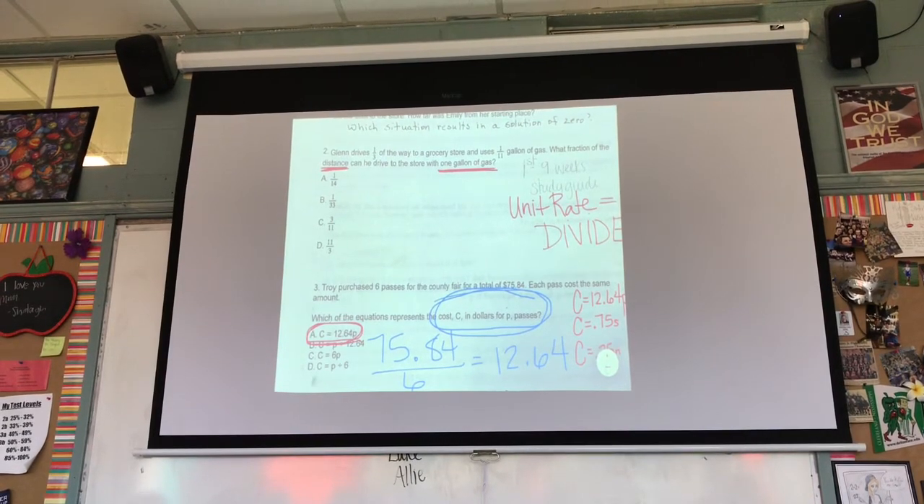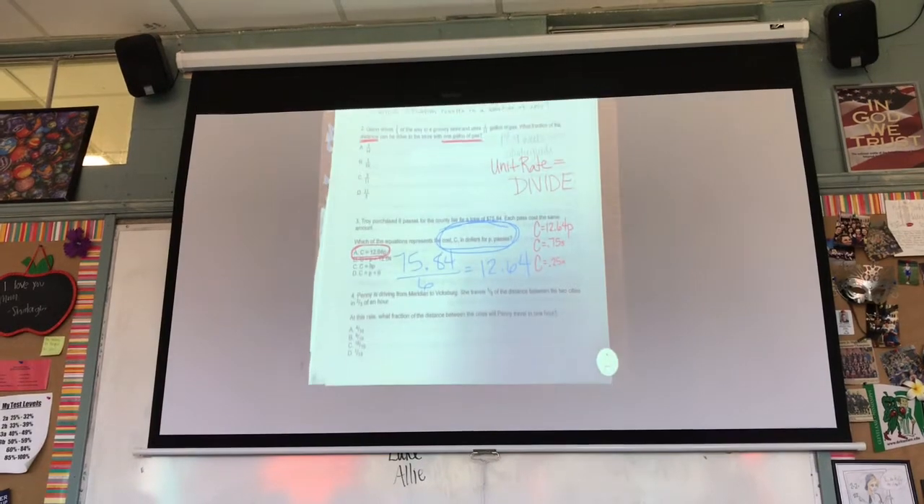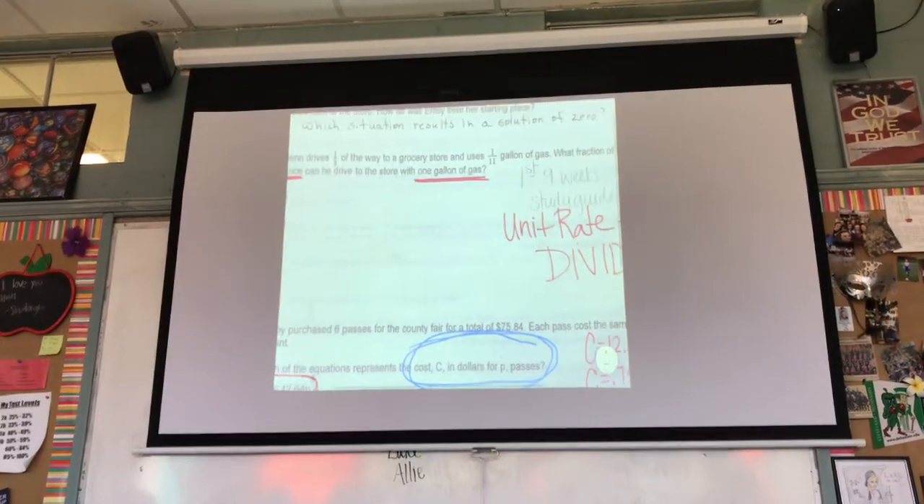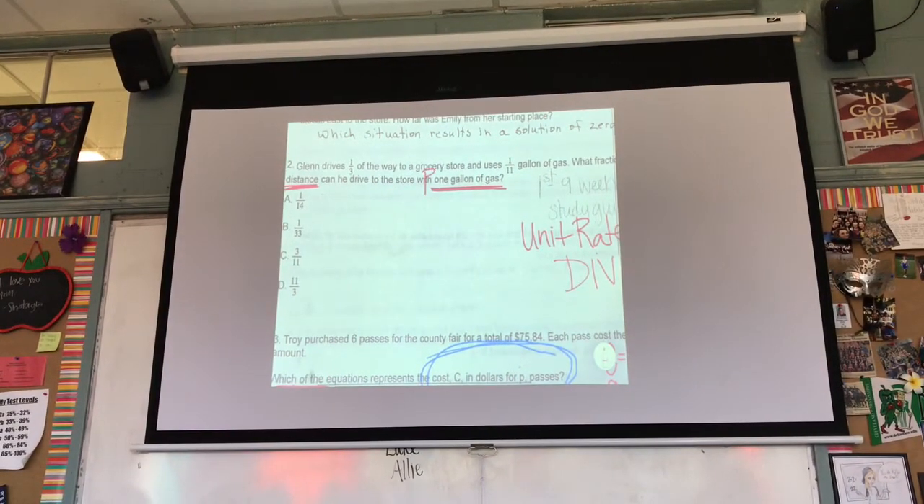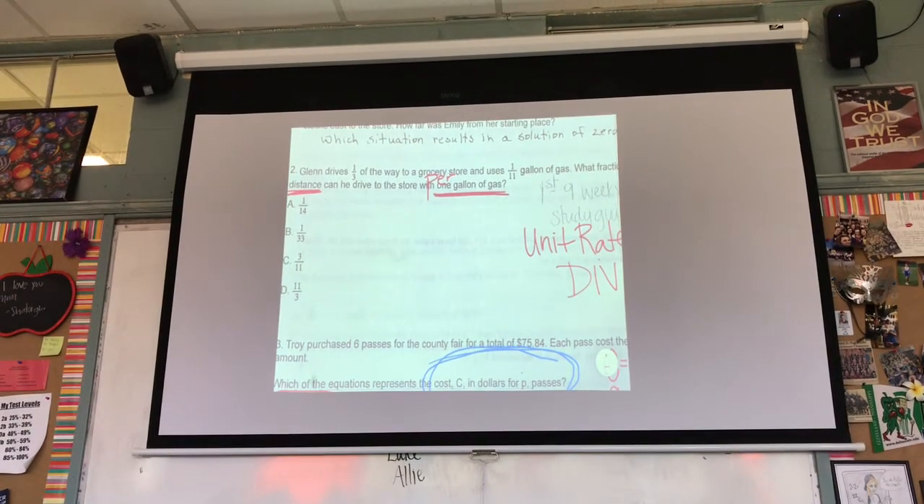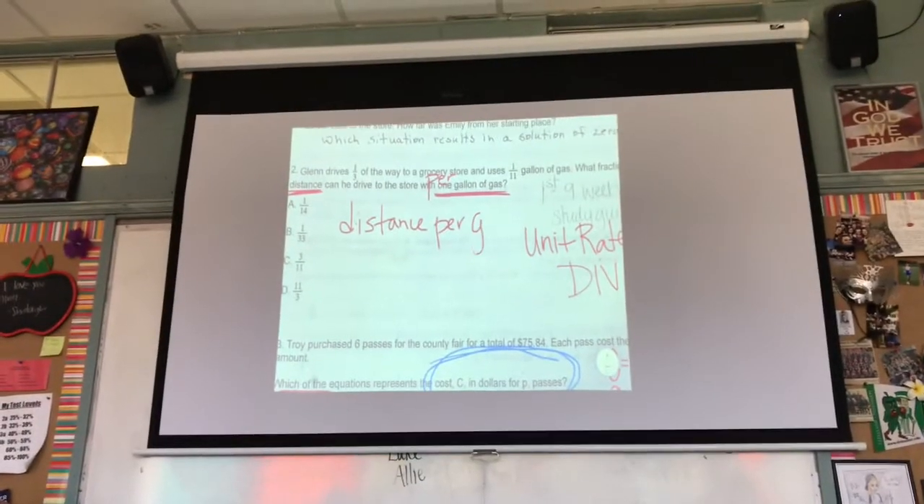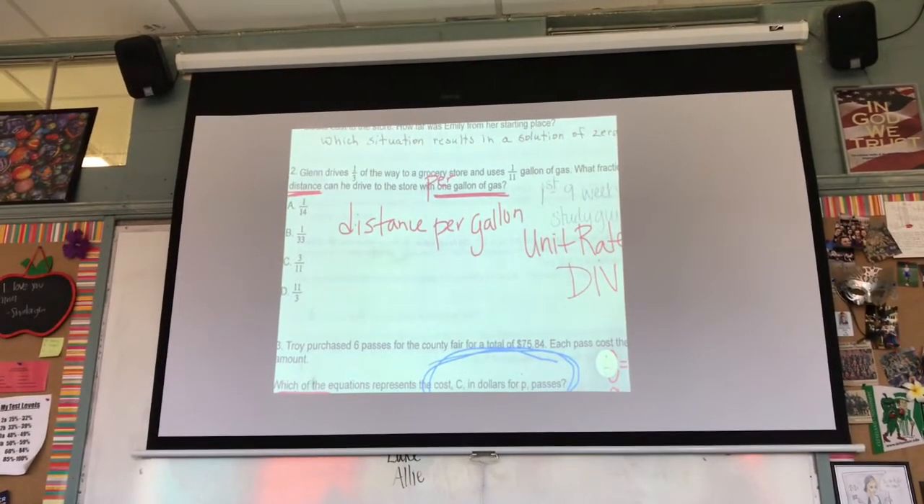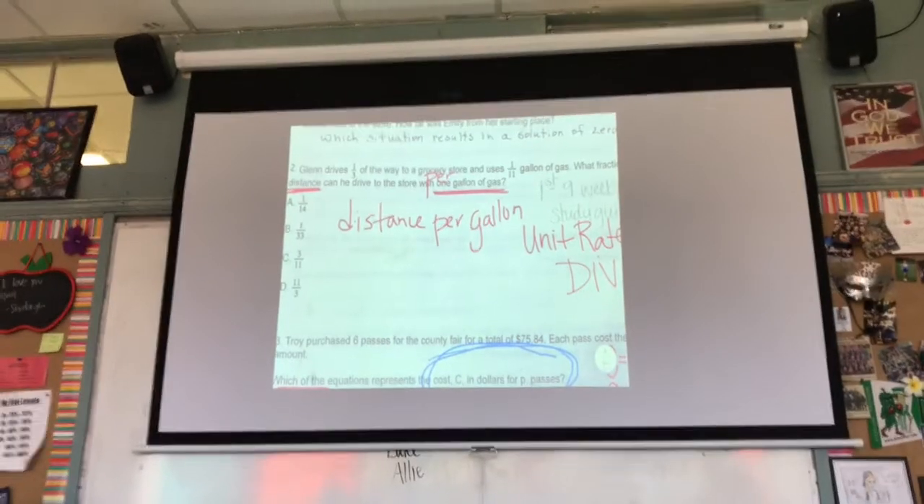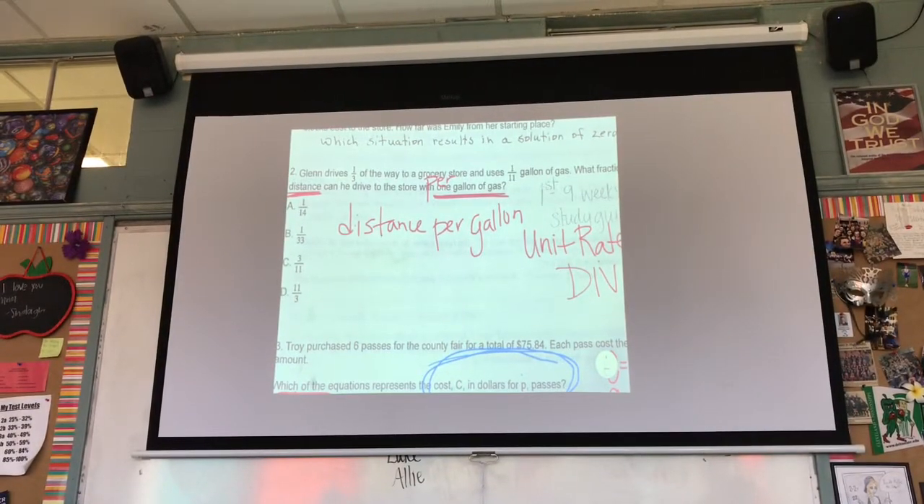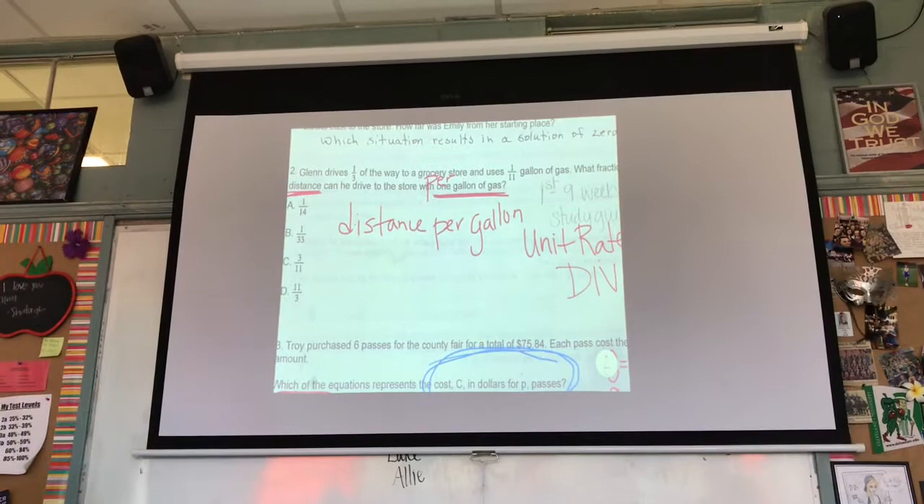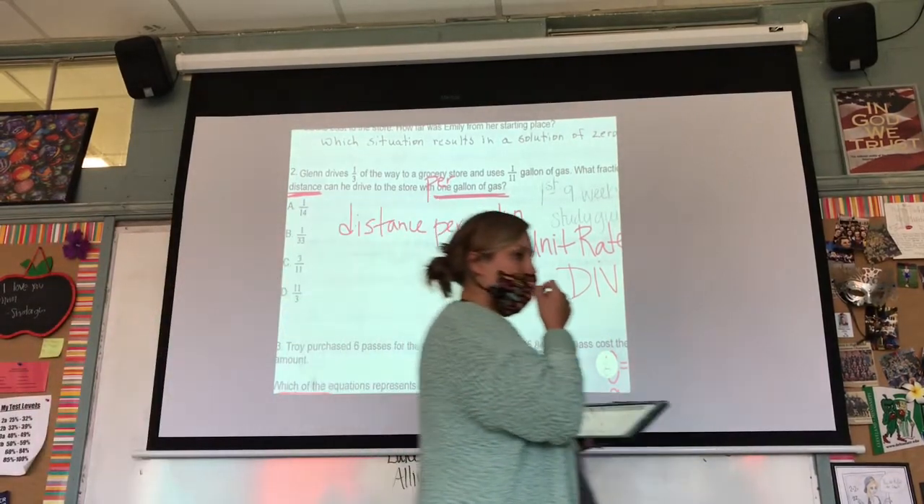What's the P word we've been using? Per. So above that, let's write per. What is the distance per gallon? That's what we're figuring out. The distance per gallon. That tells you what order to divide the numbers in.